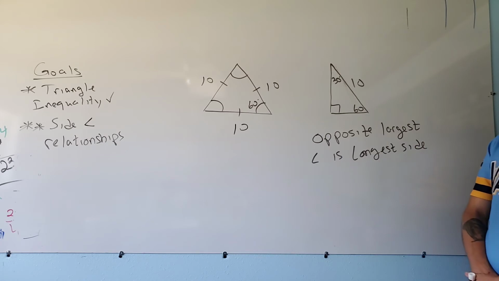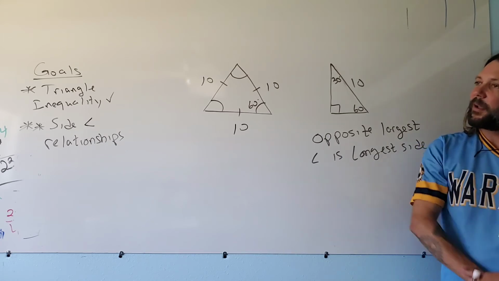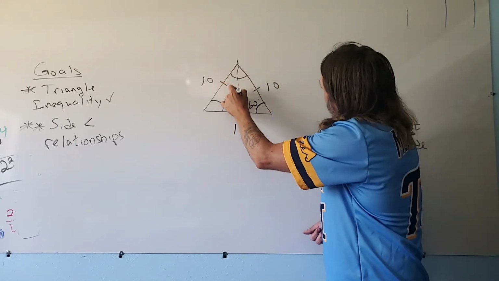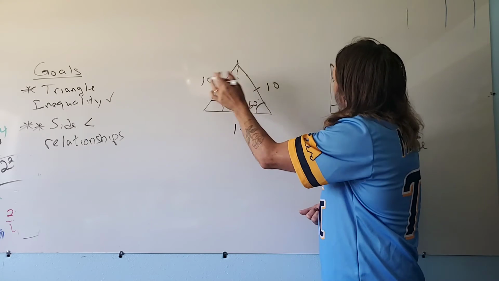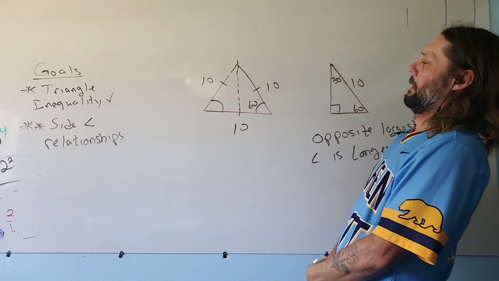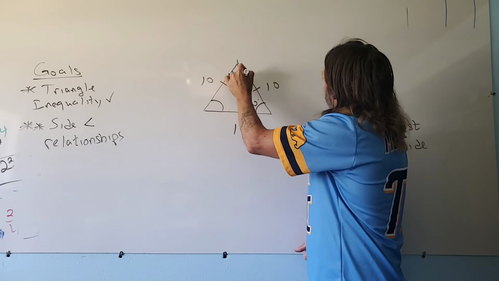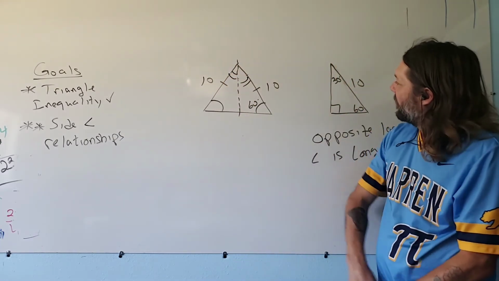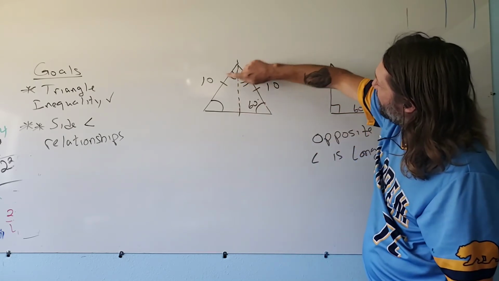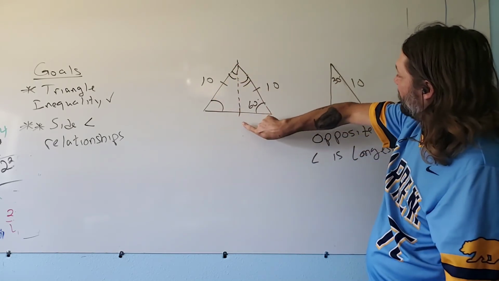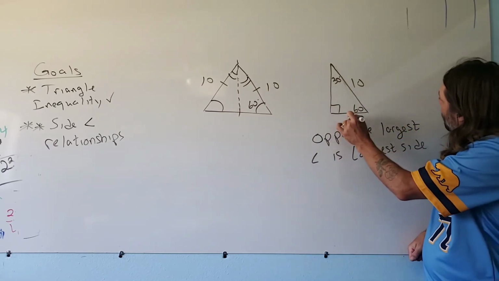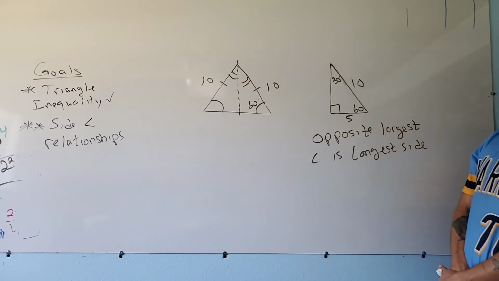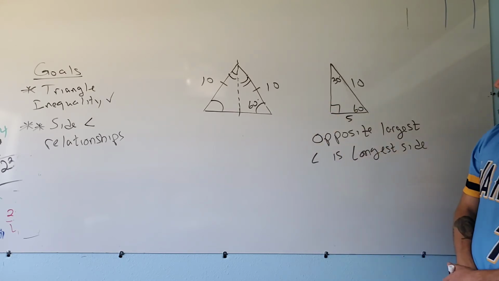Now, let me do something really quick. If I was to bisect this angle, right? I just made two identical little triangles, right? So because I have an angle, side, angle, that means that this must be the same as this. That forces this side to be 5. Okay? I can find this unknown side very quickly.